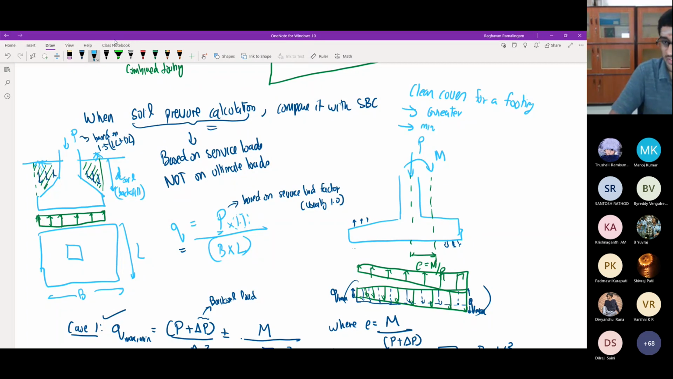The minimum that is specified for normal exposure conditions is 40 mm. You should not give lesser than 40 mm in any case. So this is one thing that I forgot to mention.